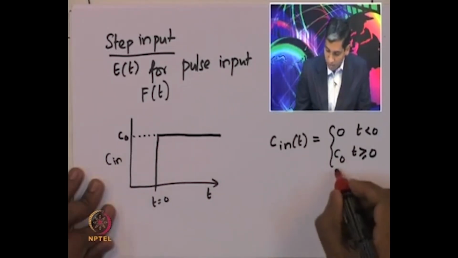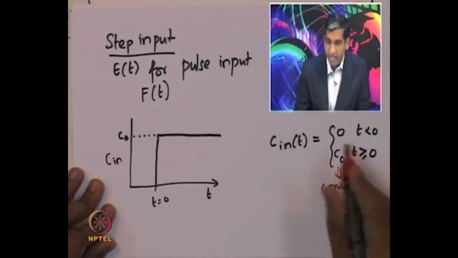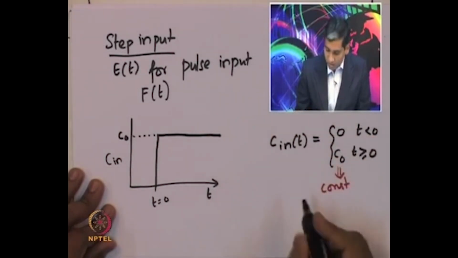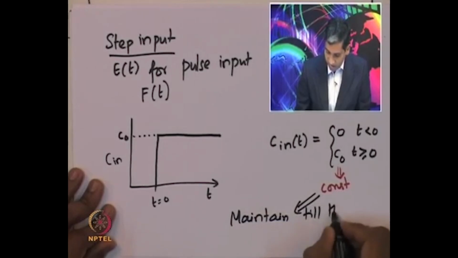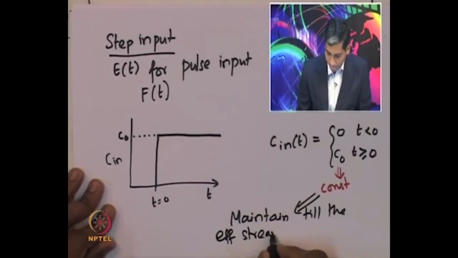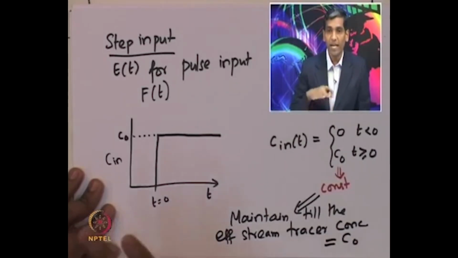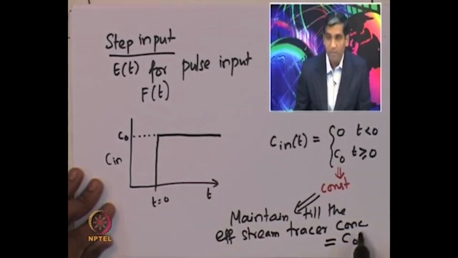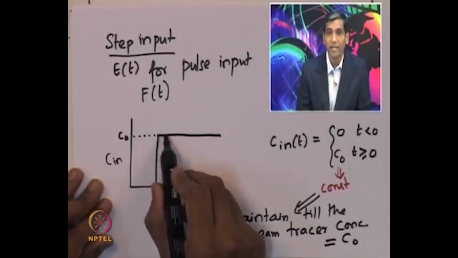We assume that we are able to feed a constant concentration of the tracer into the feed stream, and till what time do we have to maintain it constant? We have to maintain it constant till the effluent stream tracer concentration is equal to C naught. So we maintain the concentration of the tracer in the feed at some constant value C naught until the tracer concentration in the effluent stream is exactly or almost equal to the concentration maintained in the feed stream.